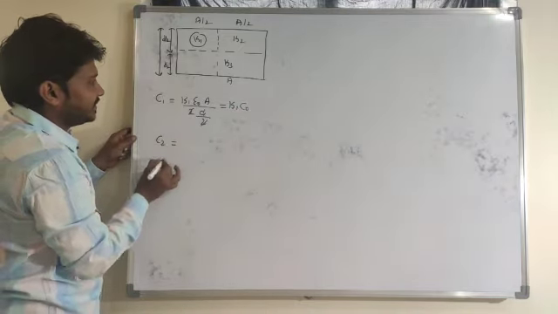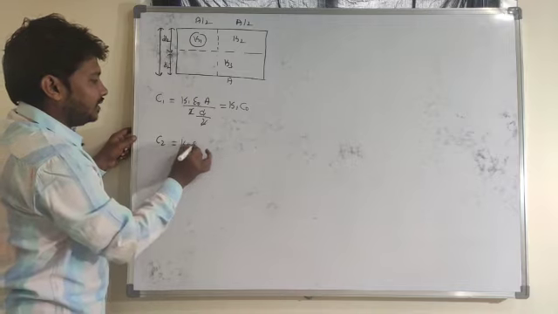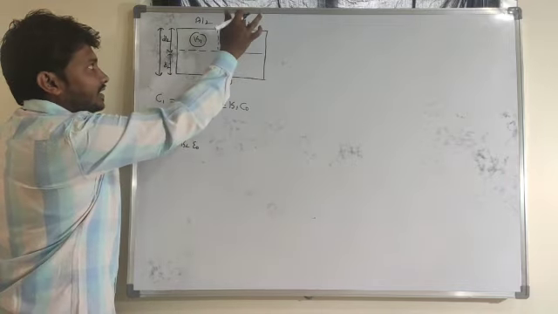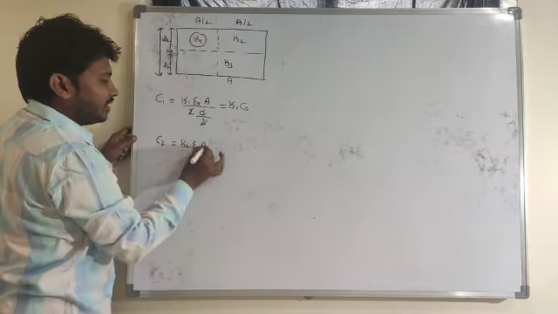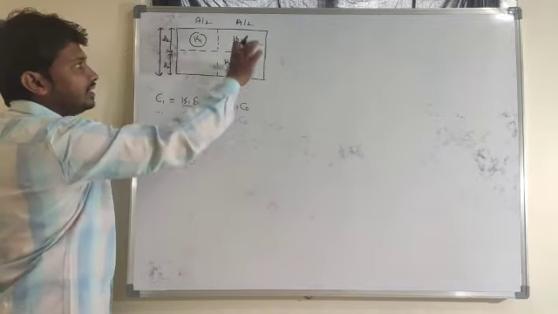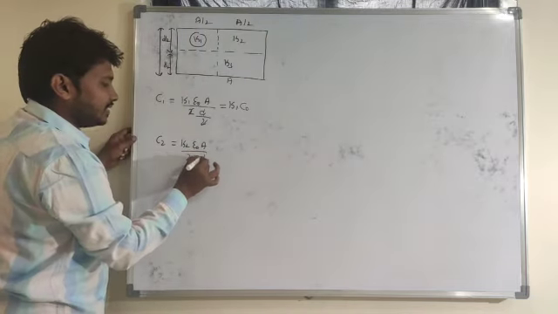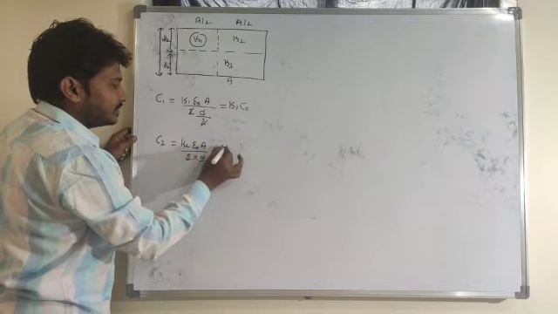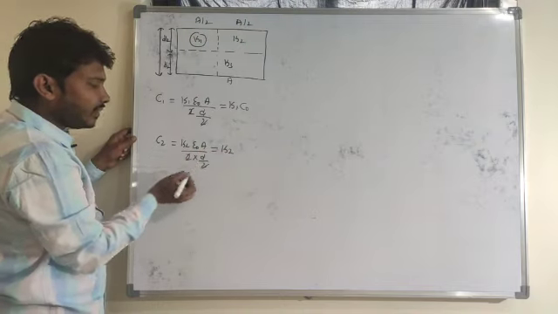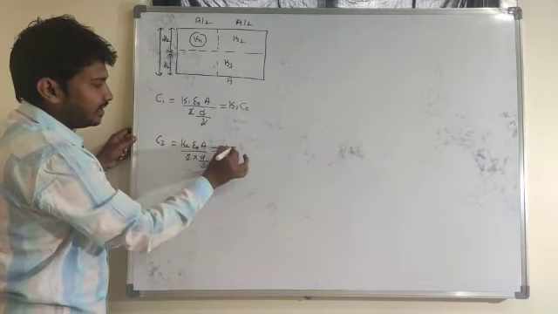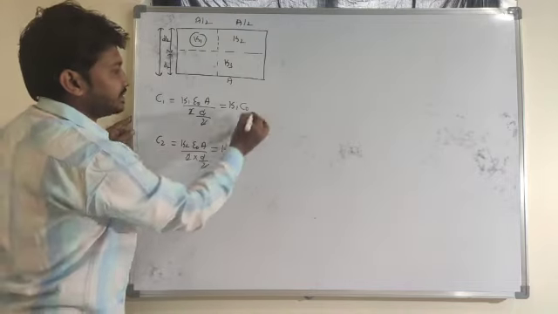Similarly, C2 is K2 into epsilon naught. What is the area here? The area is divided into two equal halves, so A by 2. And what is the distance here? The distance is also D by 2. So that is also K2 into epsilon naught into A divided by D. I will take this as C naught here.